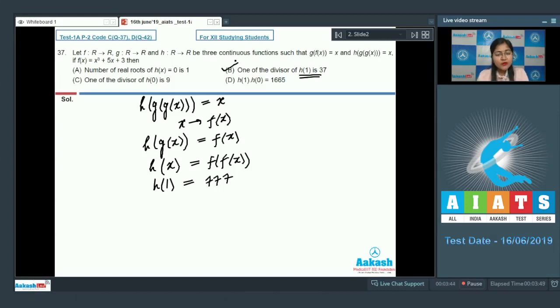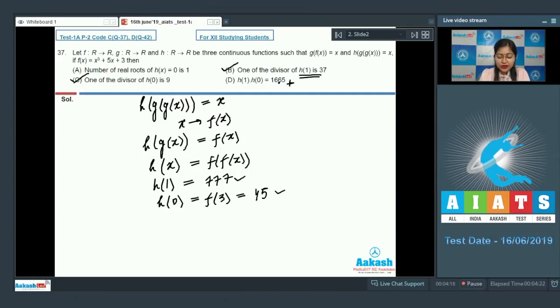Now, let's talk about h of 0. h of 0 will be equal to f of f of 0, that is f of 3. That will be equal to 3 cubed plus 15 plus 3, which will be equal to 45. So 9 is a divisor of it. So this option is also correct. Now if we talk about h of 1 into h of 0, multiplying these two will not be equal to 1665, so this option is incorrect.